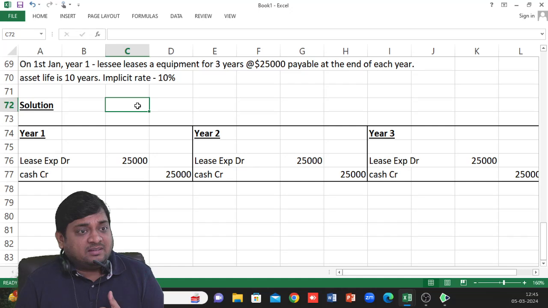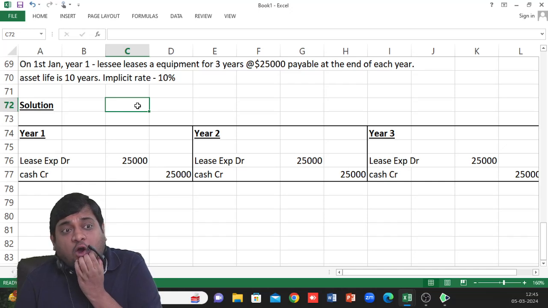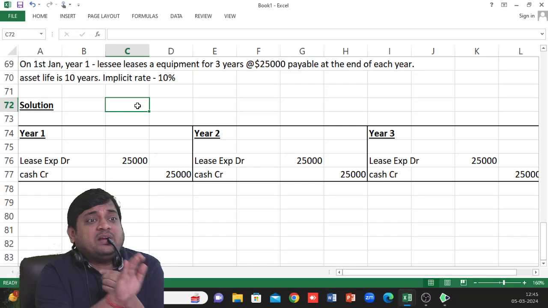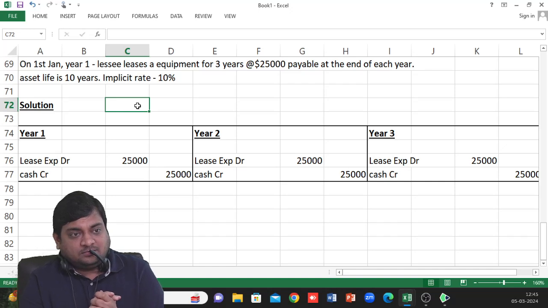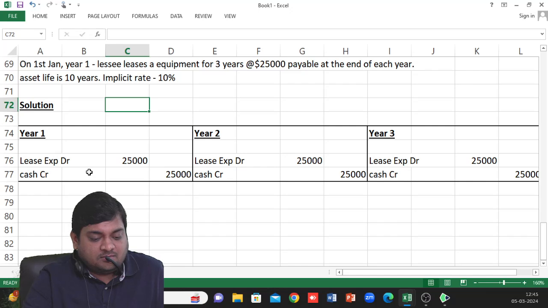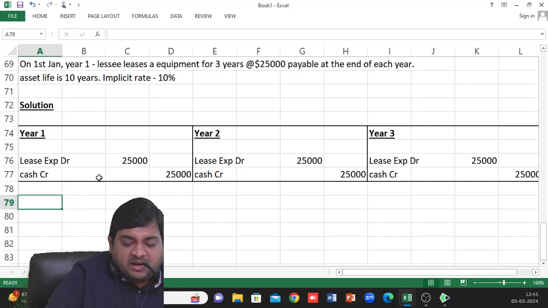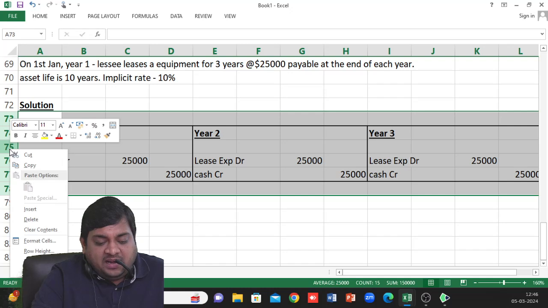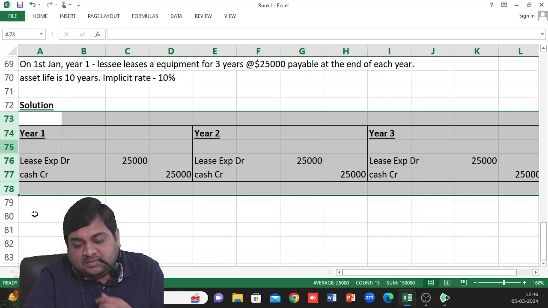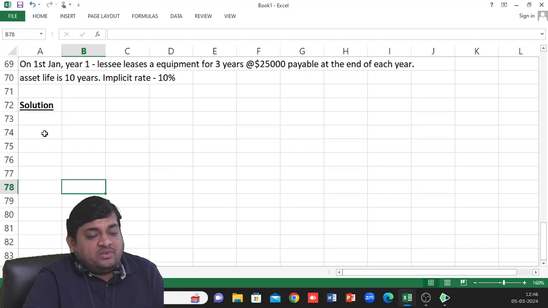But what is US GAAP saying? US GAAP is saying no, you will record the present value of lease payments as a liability. So automatically there has to be some debit. So the above treatment is not prescribed. Right? So now what is happening? The operating lease is being treated in a different way.